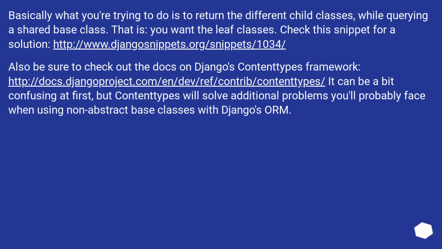Basically what you're trying to do is to return the different child classes, while querying a shared base class. That is, you want the leaf classes. Check this snippet for a solution, this URL. Also be sure to check out the docs on Django's content types framework, this URL. It can be a bit confusing at first, but content types will solve additional problems you'll probably face when using non-abstract base classes with Django's ORM.